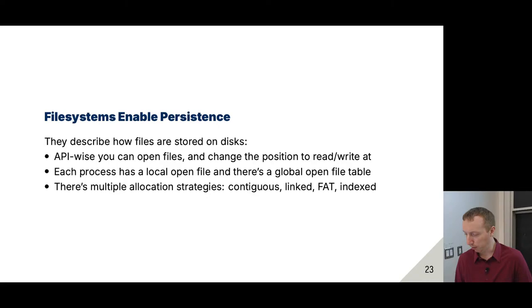But API-wise, we can open files and change the position to read and write at. We know that each process has a local open file table that points to a global file table entry. Could cause some surprises with forks if you don't realize that. And then we saw some allocation strategies: contiguous, not used; linked, not used; file allocation table, or FAT, that's used sometimes. And then index isn't used, but that will lead us into our next idea in the next lecture.